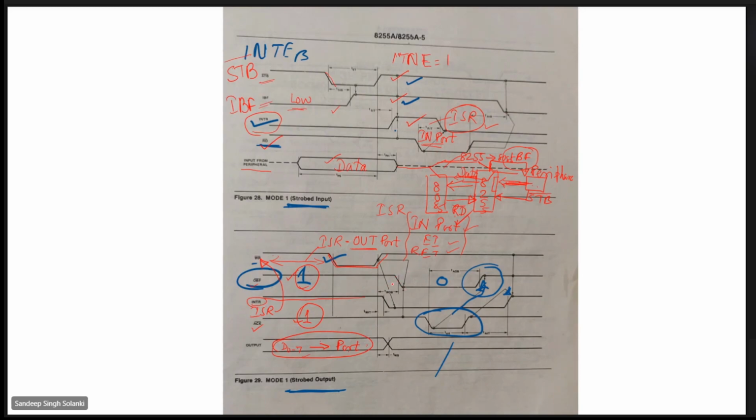What you will get? Your output buffer is full. So this is the indication of output buffer full. Once the output buffer is full, what is going to happen? This output buffer full indicates the peripheral. From here the peripheral comes into the picture. The peripheral will be indicated that there is data available on the port. So if you are free, then read that data.